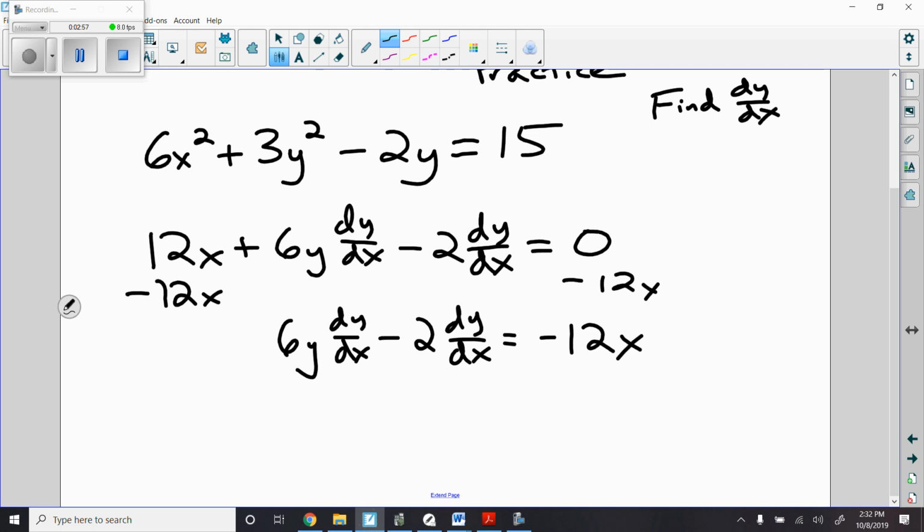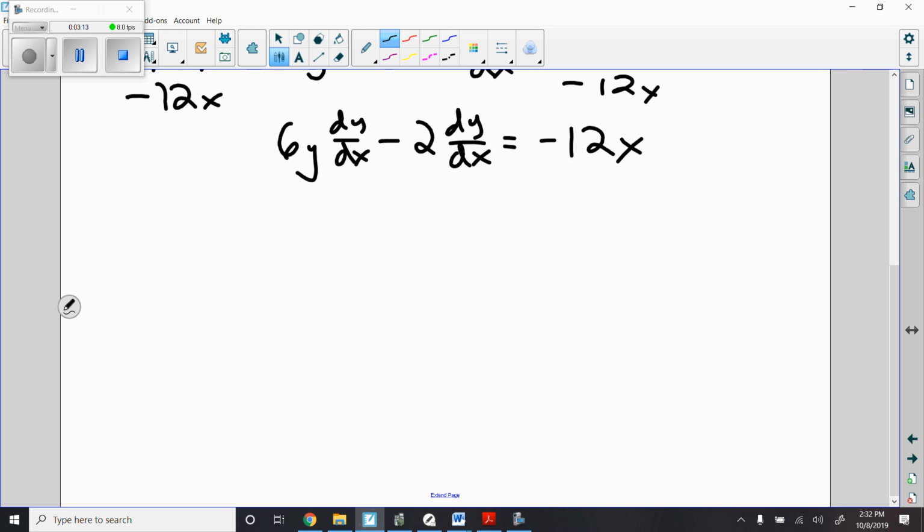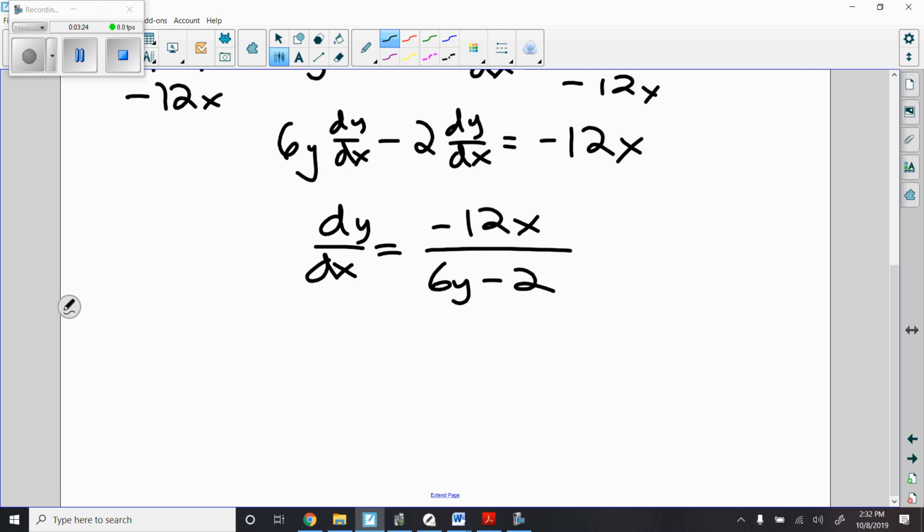And I'm going to factor out that dy dx. And I'm going to start doing this in one step here. Factoring out dy dx is going to leave me with dy dx parentheses 6y minus 2. But I'm going to factor that and divide by 6y minus 2 in the same step. And I'm going to get dy dx equals negative 12x over 6y minus 2.